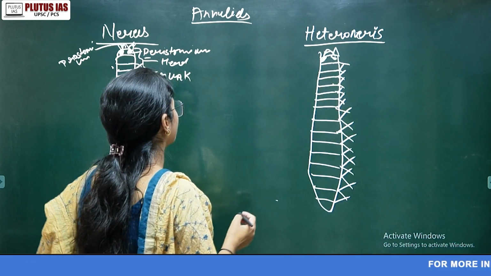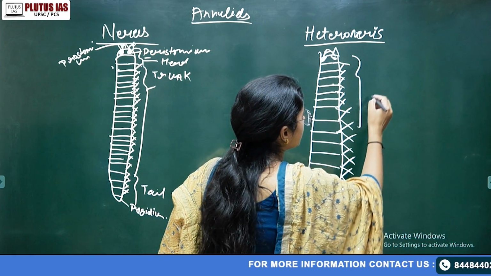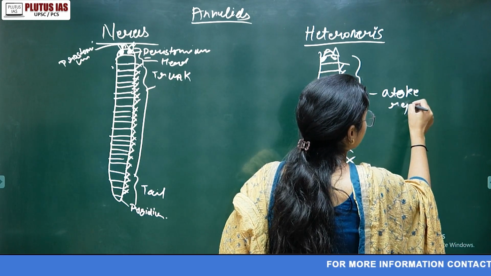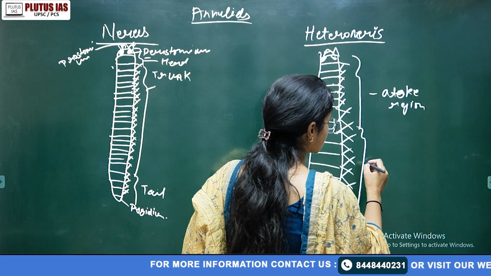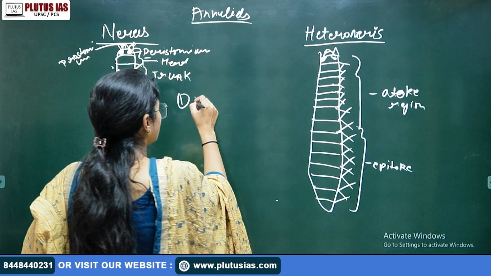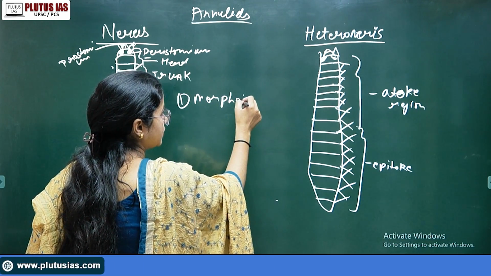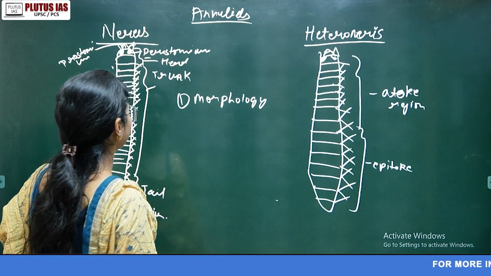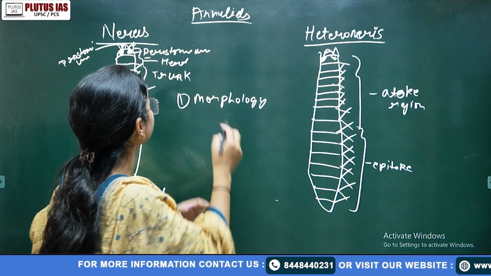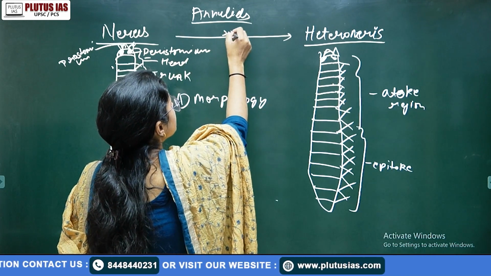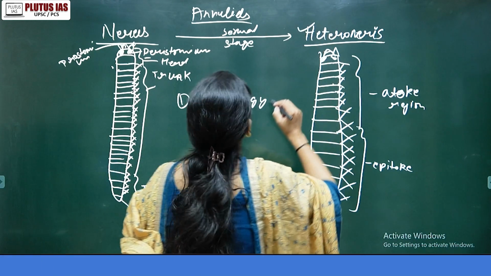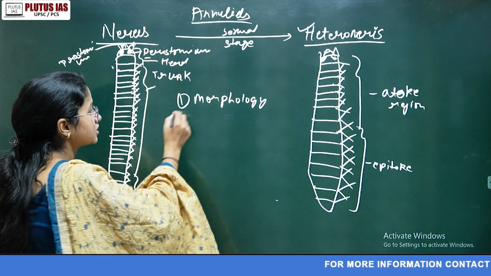First of all, what are the differences? This upper half portion is known as the atokous region, while the lower half portion is known as the epitokous region. So the first difference is morphology. The morphological features are clearly different. The conversion of Nereis to Heteronereis is a sexual stage, a sexual development. Heteronereis is your sexual stage. Nereis is your normal stage.